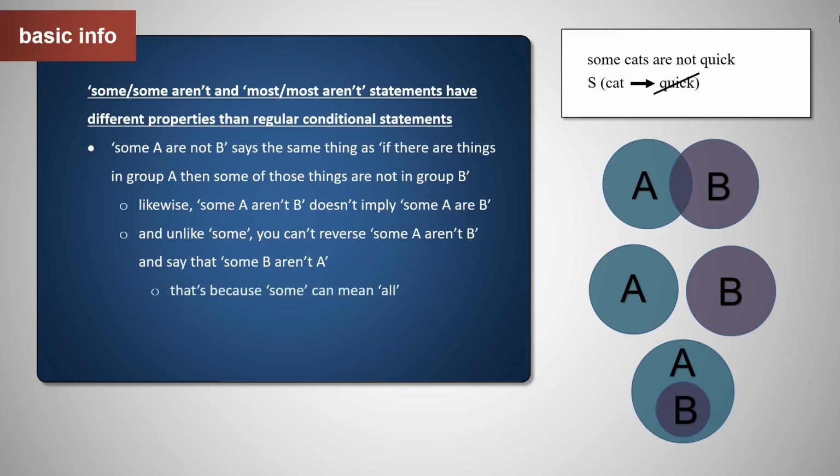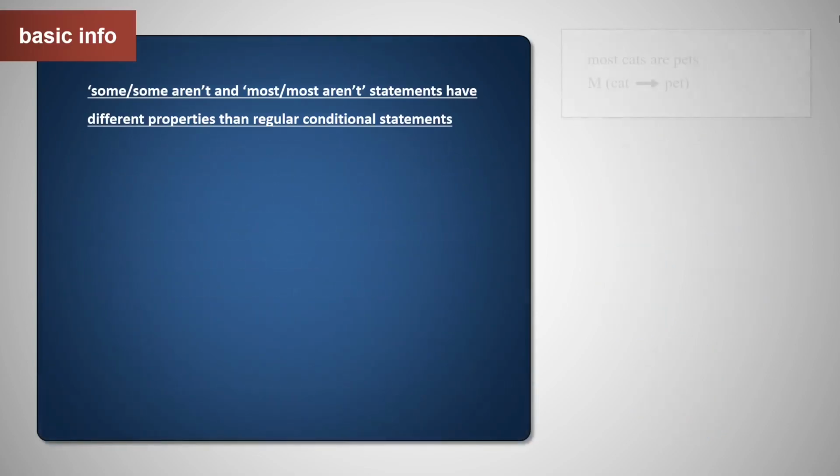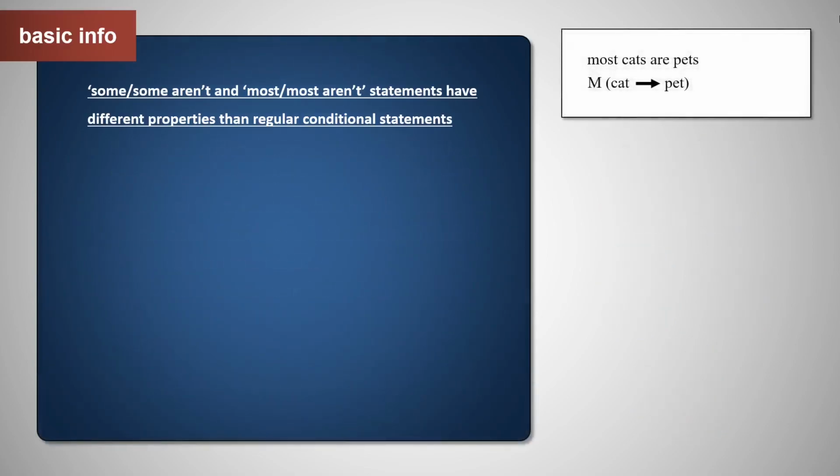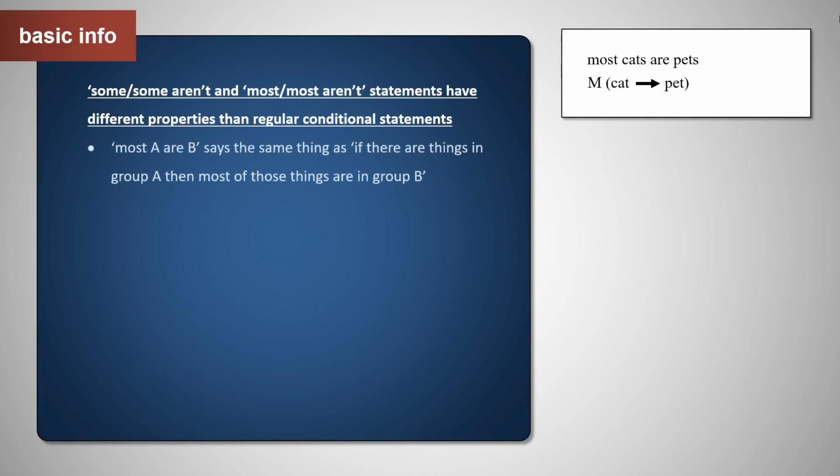And that's once again because some can mean all. Now, in terms of additional statements, we've got the most statements. So we've got here most cats are pets, and we'll symbolize that with an M and then parentheses cat arrow pet. And so most A are B says the same thing as if there are things in group A, then most of those things are in group B. And most means more than half, but it also means potentially all.